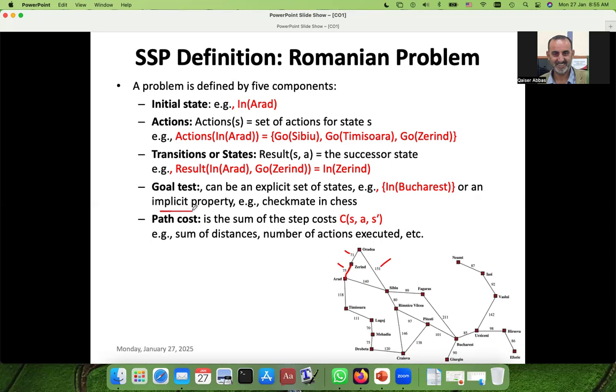So what is path cost? It is the sum of the step costs. This is called a step, one step. Going from Arad to Serend is one step. Going from Arad to Sibiu is one step. Now this is a sequence of steps which I am taking.